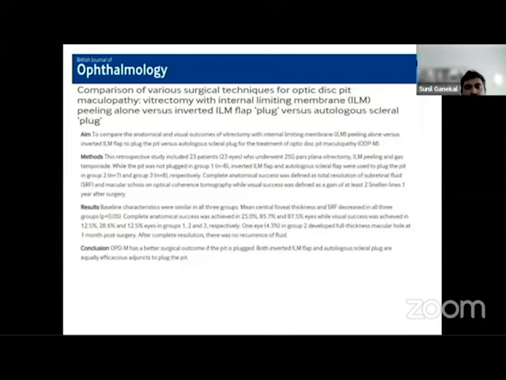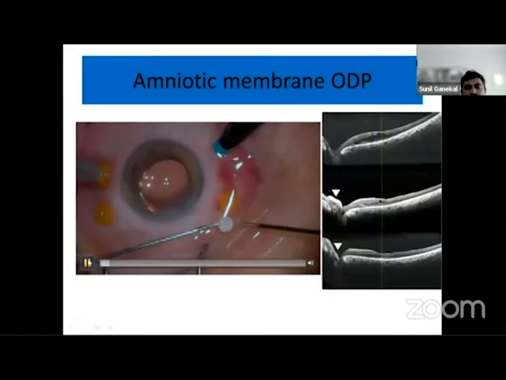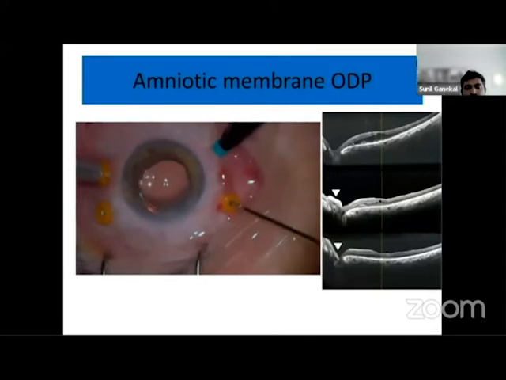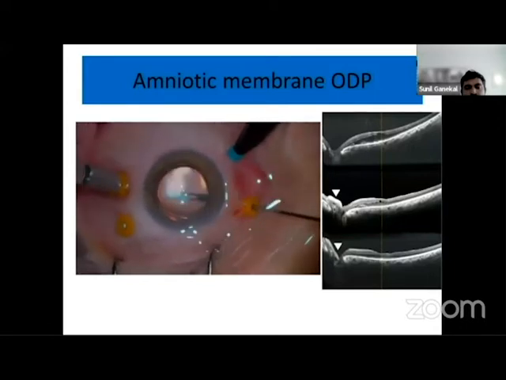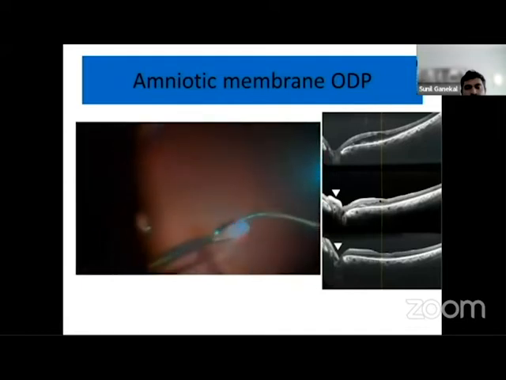It showed that plugging of the pit with ILM as well as the scleral graft gives a better outcome than vitrectomy and ILM peeling alone. Sometimes you can use an amniotic membrane also for plugging the optic disc pit. So it is similar to the scleral graft. You can use this amniotic membrane and plug it into the optic disc pit.